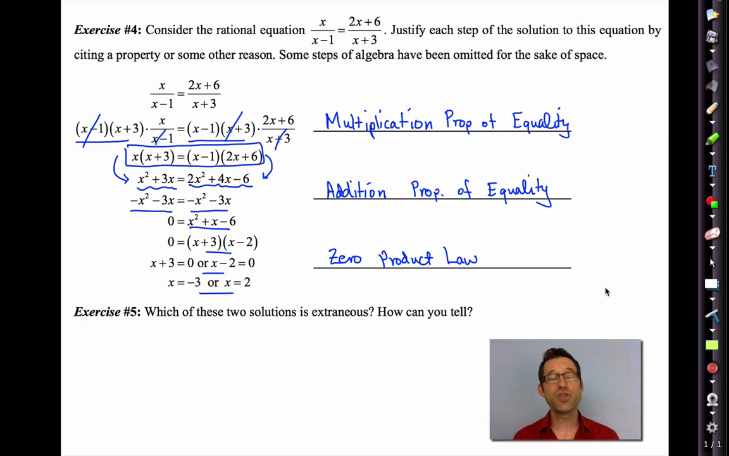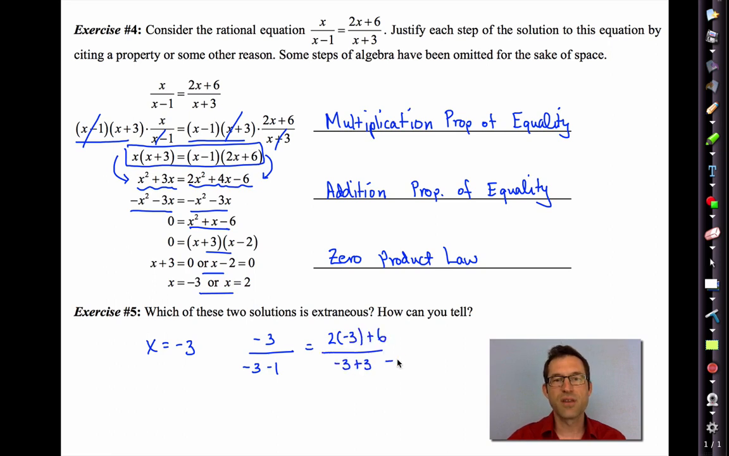Now, of these 2 values of x, one of them is extraneous. Which one is it? And how can you tell? Think about this for a moment. All right, well, the one that's extraneous is x equals negative 3, okay? And it's extraneous because if we substitute it into the equation, this denominator becomes undefined. Well, actually, the denominator is equal to 0, so I'm sorry, the overall fraction is undefined. So it causes a denominator to be equal to 0.